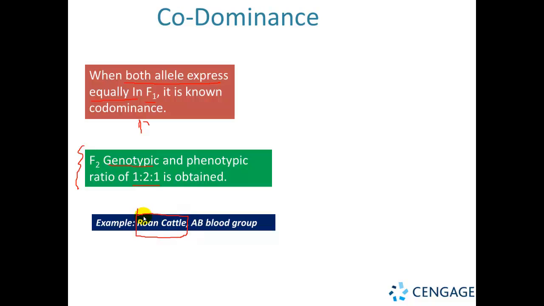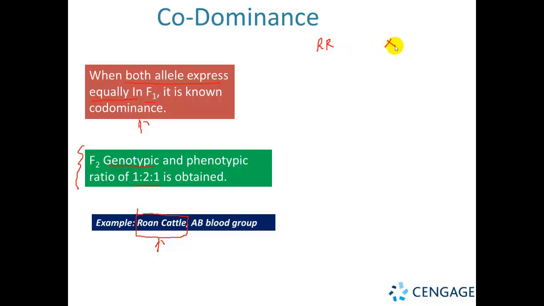The typical example is Roan cattle. Now what is Roan cattle? The cattle which has both white color as well as red color fur or coat color, we say is a Roan cattle. So let's see how this Roan cattle is actually formed.